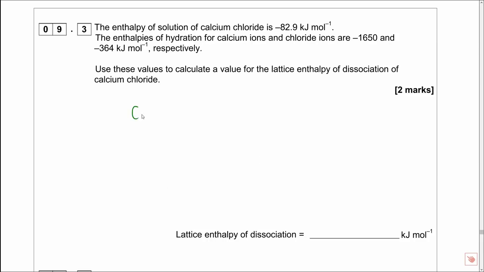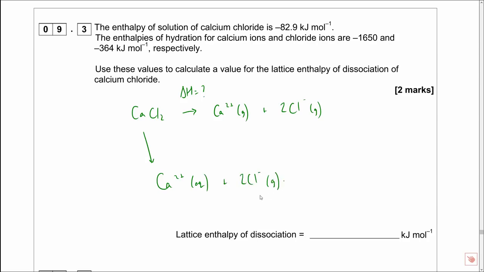So lattice dissociation enthalpy would be CaCl2 going to Ca2+ gas and 2Cl- gas. This is the change we're trying to work out. We're given some other values, so we're given the enthalpy of solution of calcium chloride. That would be the change of that change there, and that is minus 82.9. And we're told the enthalpies of hydration for calcium ions and chloride ions. So calcium ions are minus 1650. So that's that. And chloride ions are minus 364, though, remember, get the 2 included. So we're trying to work this out. So we're going to go round, so we're going to go with that, and we're going to go against the other.